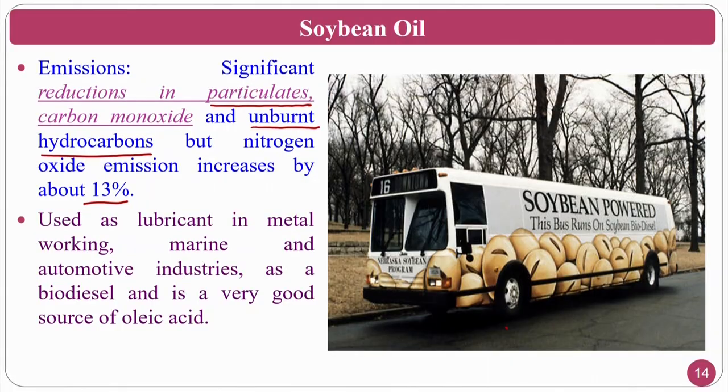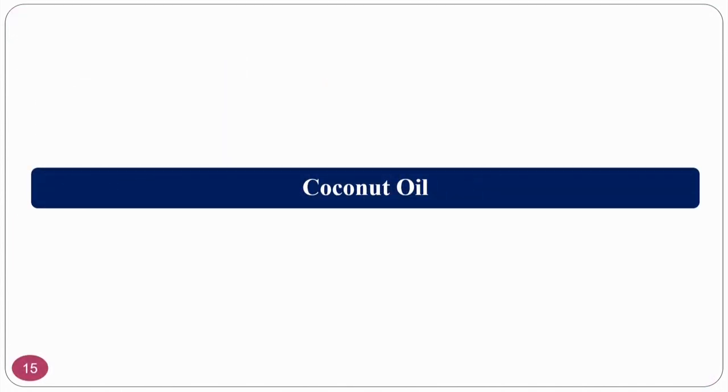About the soybean oil, it is used as a lubricant in metal working and marine and automotive industries, as a biodiesel, and as a very good source of oleic acid. So, you can use it as a lubricant in the machining operation or wherever tribological operations are concerned. Next, we will move to the coconut oil, which is one of the commonly available oils in India.